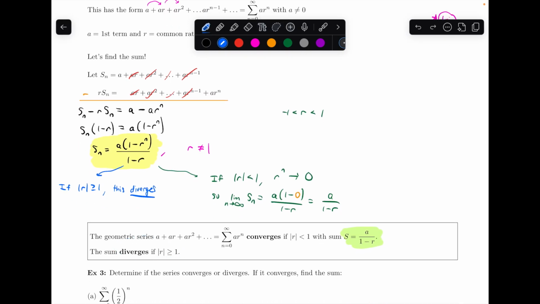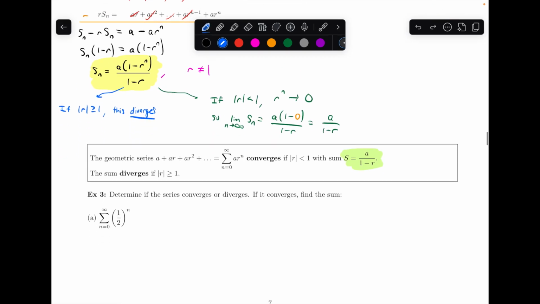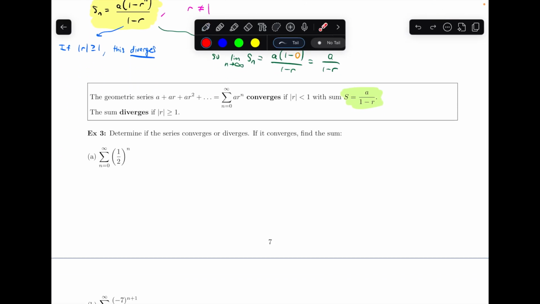Okay, so how do we use this? Let's do some examples. I want to determine if the series converges or diverges. If it converges, find the sum. So I have this sum from 0 to infinity of 1/2 to the n. To get it started, I'm going to plug in some values. If I plug in 0 for n, I get 1. Then plus, if I plug in 1, I get 1/2. If I plug in 2, I get 1/4. And then I keep going. I get 1/8 and so on.